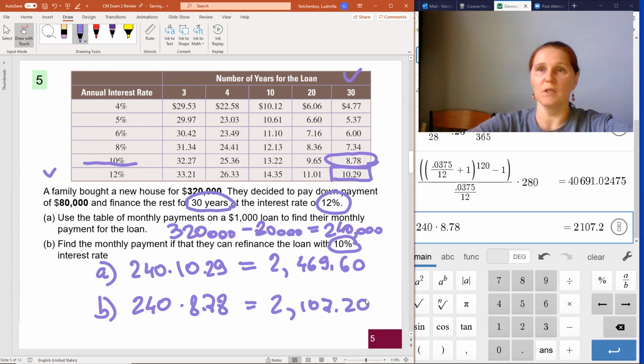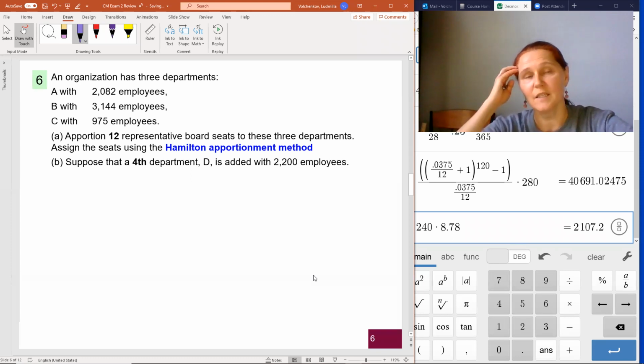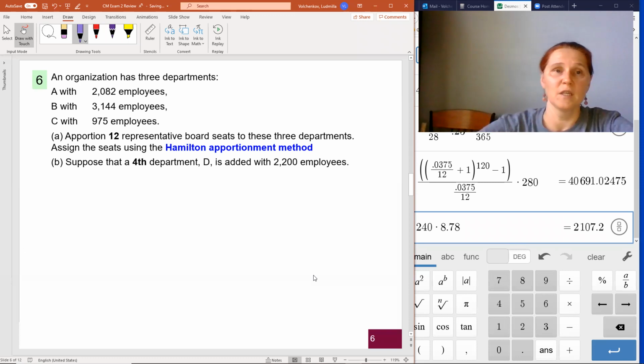$2,107.20. Of course, it will be less since the percent is less. And then a couple of problems for chapter 10. An organization has 3 departments, A, B, and C. Apportion 12 representative board seats to these 3 departments.